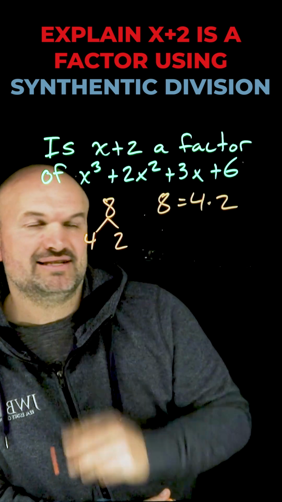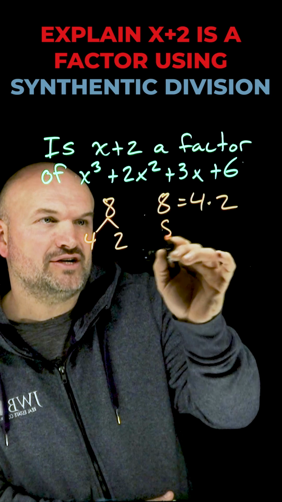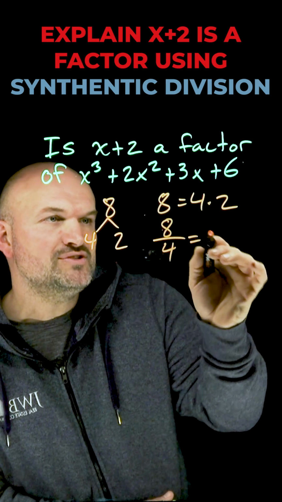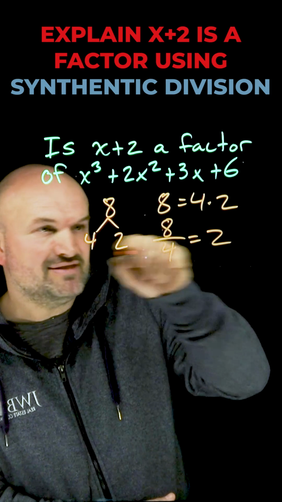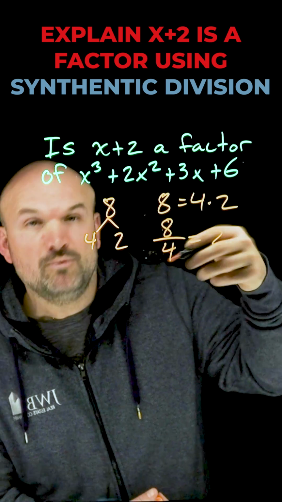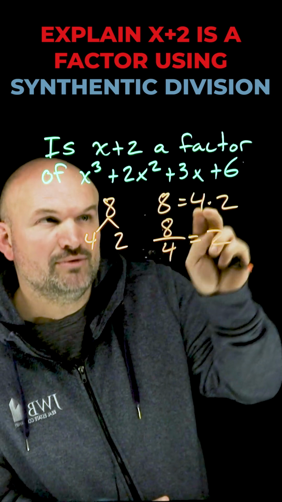I can also rewrite this as a division statement. I can take a factor, divide it into my number, and I'm going to get another factor, right? 8 divided by 4, which is a factor, is equal to 2, which is our other factor, because 4 times 2 is equal to 8.